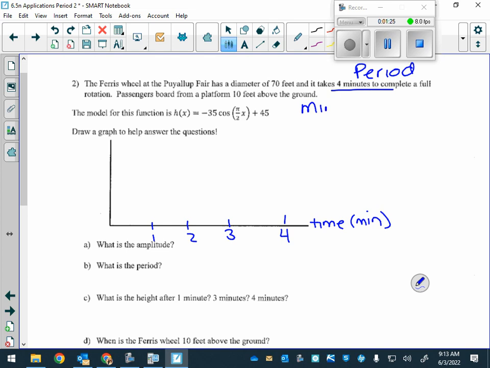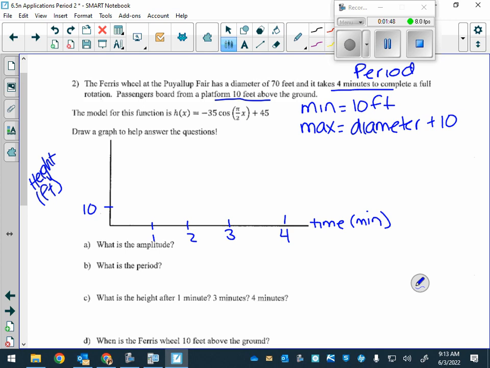So the minimum is 10 feet. Okay, that's where you get on. So 10 feet. So this is your height. And you guys also on the formatives too, you want to label your y-axis to help you out. Also word problems definitely. So to find your max, it's your diameter plus your minimum. Okay, so that's where we get 80 feet.